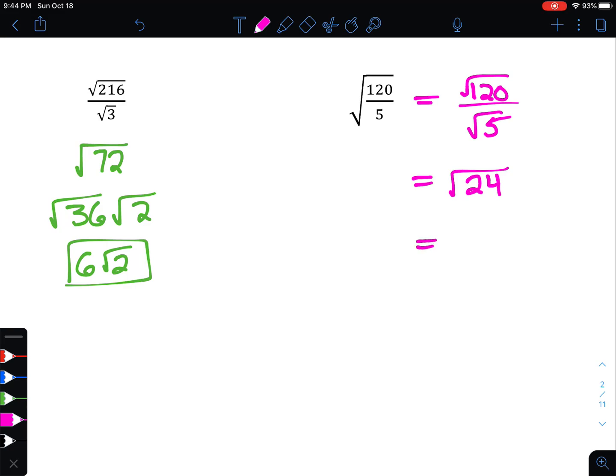which we'll go ahead and simplify a little bit. We'll go ahead and rewrite that as the square root of 4 multiplied with the square root of 6, because then the square root of 4 will simplify to be 2, and then we'll just copy down the square root of 6 after it.